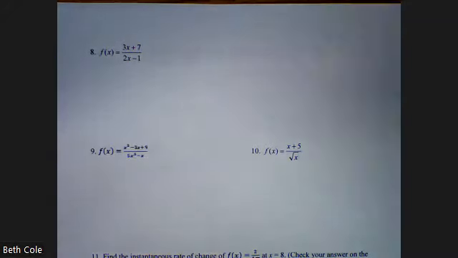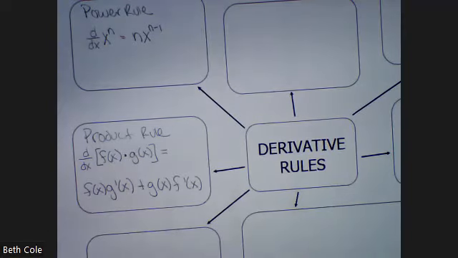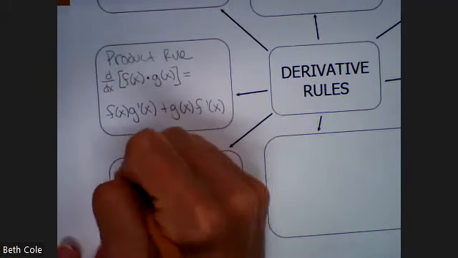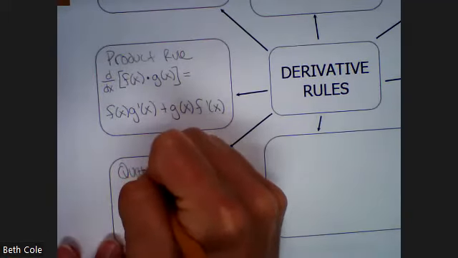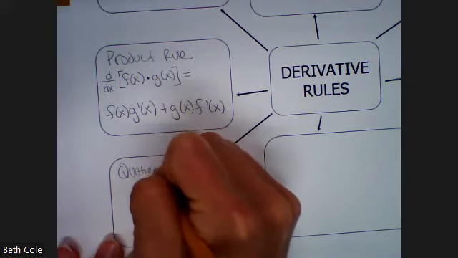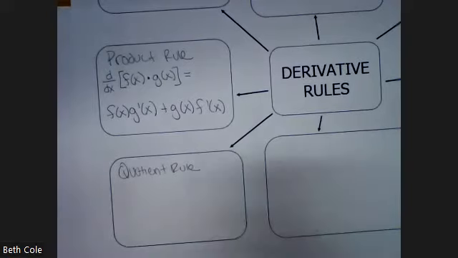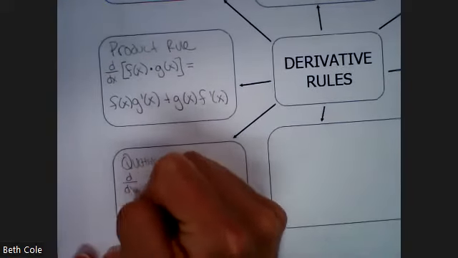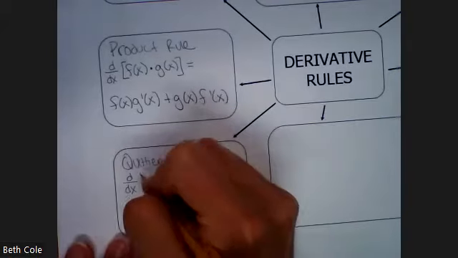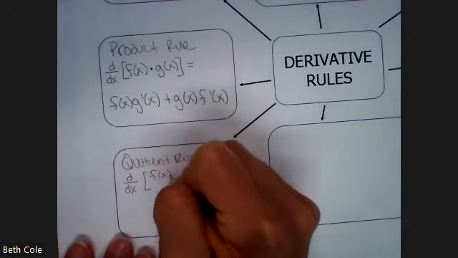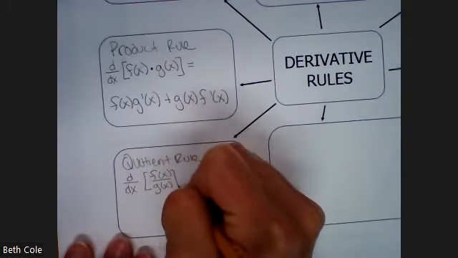Okay, so go back to your little organizer here. We're gonna put quotient rule. So product means you're multiplying, quotient is for dividing. So again, half the battle is figuring out which rule you need. So quotient rule is if you've got a fraction in there. So again, d/dx is instructions that mean take a derivative. So it means take a derivative of one function divided by another.